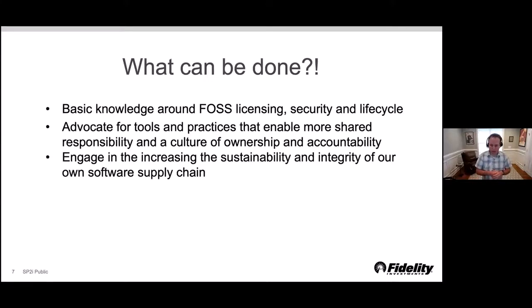I think one of the basic things is basic education. Talk to your developers about it. Make it part of their curriculum. Oftentimes they're required to take some basic security. Well, tie in some license, tie in some open source lifecycle. If we know that 60, 70, 80, 90% of their code base is gonna be open source, well, let's make sure they understand what they're getting and how they're getting it. They don't need to be an expert.